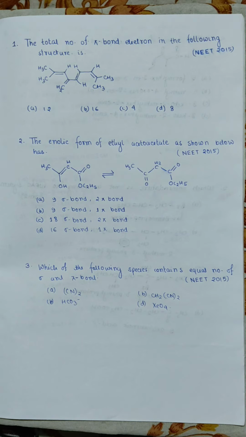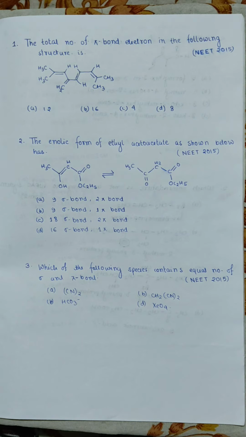So हमें पता है कि अगर एक single bond है then it has one sigma bond. Double bond, in case of double bond, one is a sigma and another one is pi. And in case of triple bond, one is sigma and both of the other are pi bonds. So in this case we have to find out how many pi bond electrons are there.